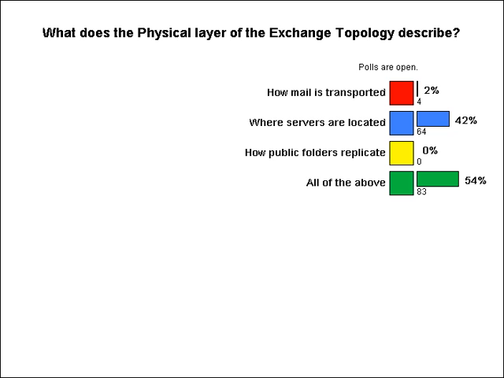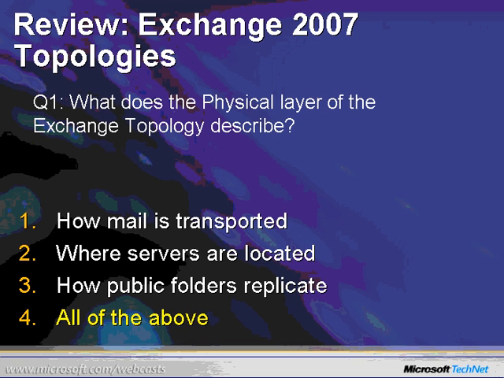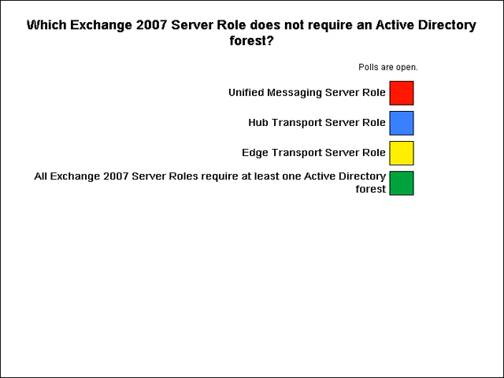And the answer is all of the above. Right? Because that physical topology, when you look at it, is where am I going to place the servers, which then affects the public folder replication, and that affects how my mail is being transported. I know I covered that, but I gave you the broad brush picture. So let's go to the next question. And I forgot to really highlight this one piece, didn't I? So we'll see if you guys get this one right.